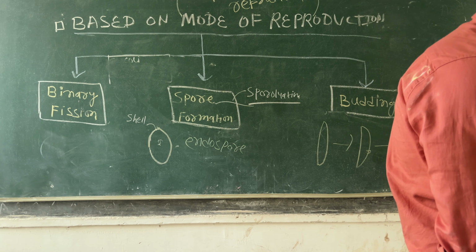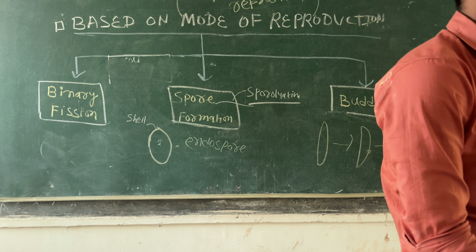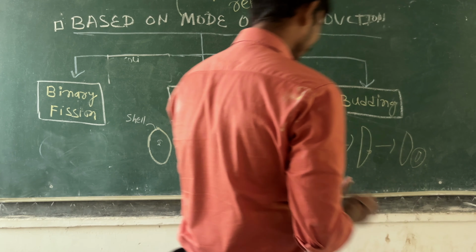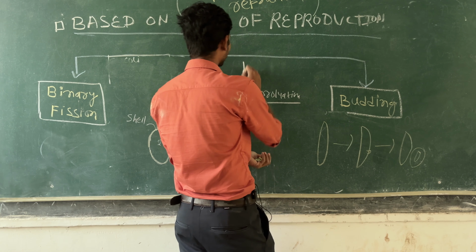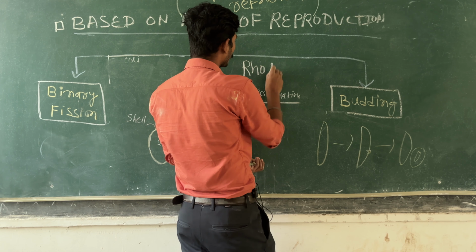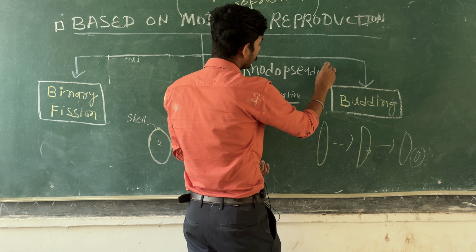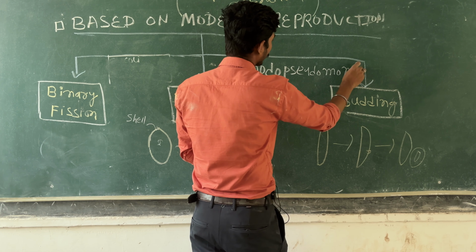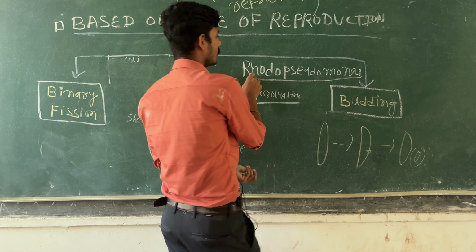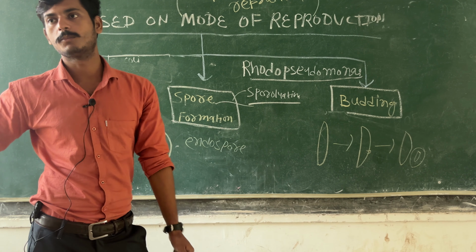Write down the example. Example of budding is Rhodopseudomonas. It's a long-named bacterium. Rhodopseudomonas.